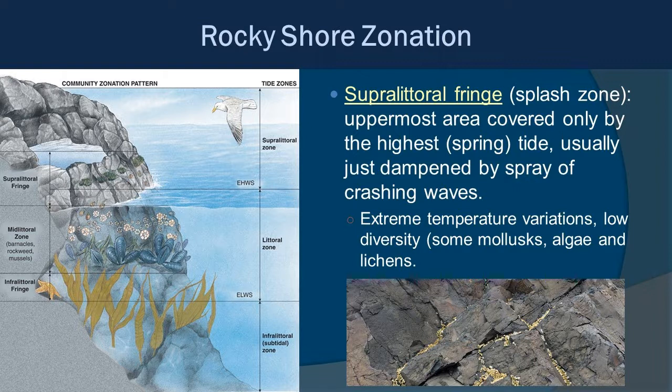It's the uppermost area covered by the highest of spring tides. That's why they call it the splash zone. You have a lot of spray and crashing waves that will throw some moisture up there. It tends to be an area that has a lot of extreme temperature variation. It's relatively low diversity. There's only a few types of mollusks and algae and lichens that can live there.